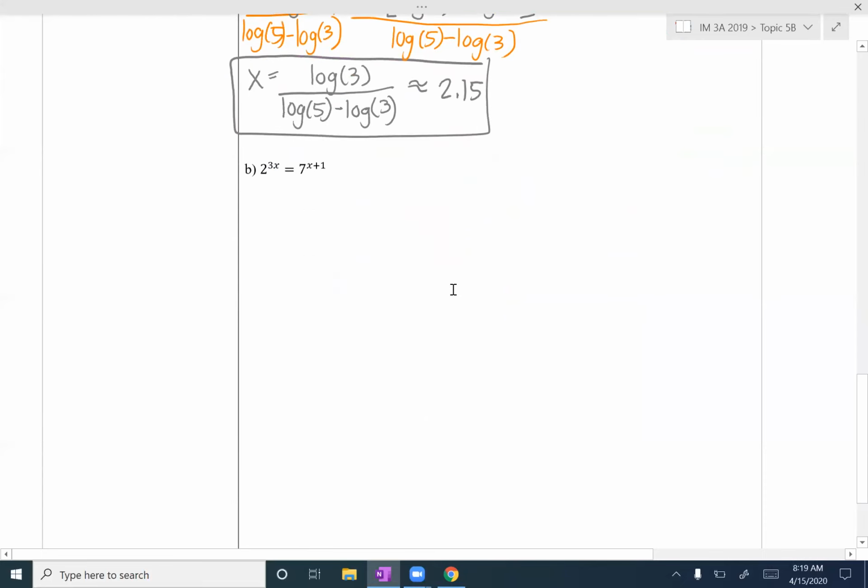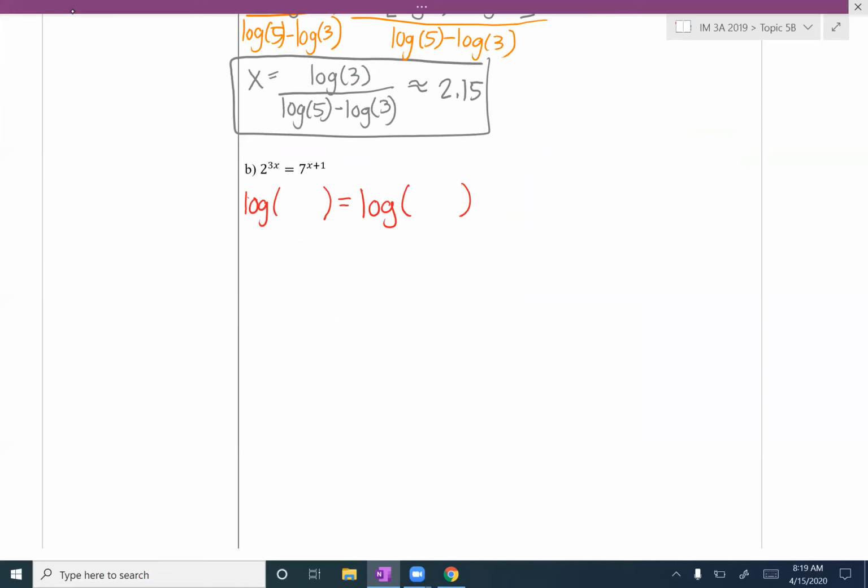So our first step is to take the common log of both sides because we cannot rewrite them to have the same base. So we're going to take the log of 2 to the 3x is equal to the log of 7 to the x plus 1.